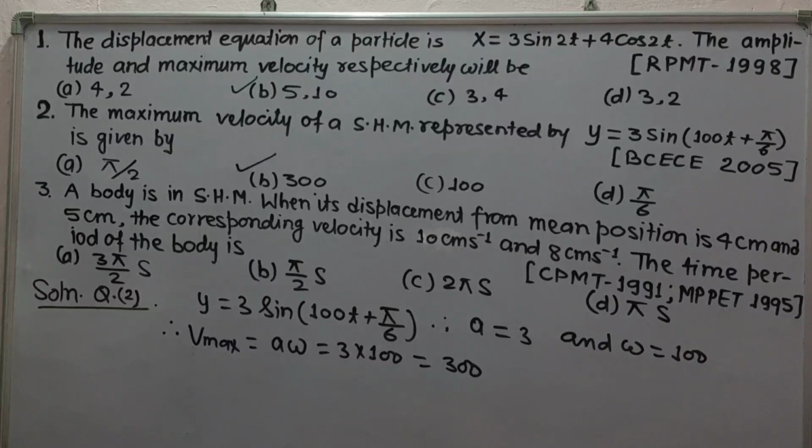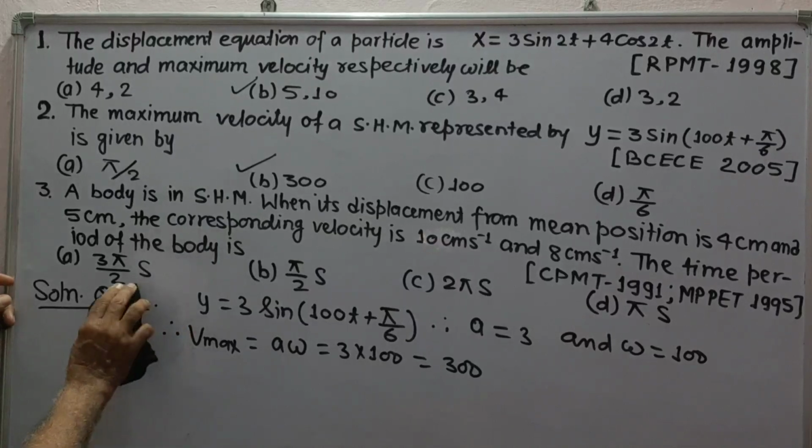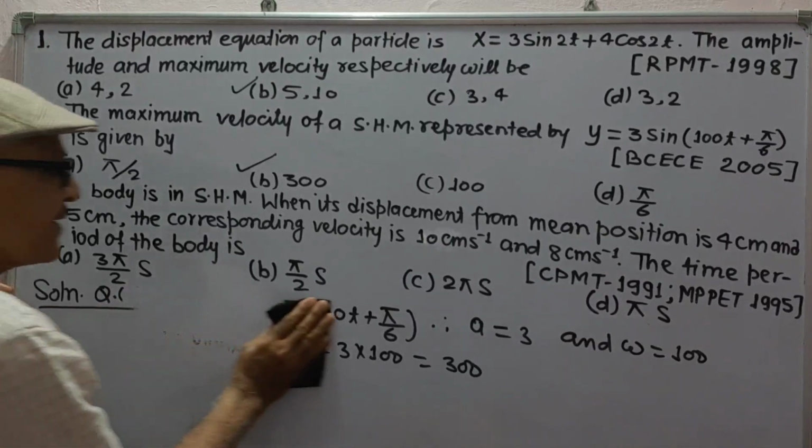Next, question number 3. The question is, a body is in simple harmonic motion. When its displacement from mean position is 4 cm and 5 cm, then the corresponding velocity is 10 cm per second and 8 cm per second. Time period of the body is. Now solution to question 3.